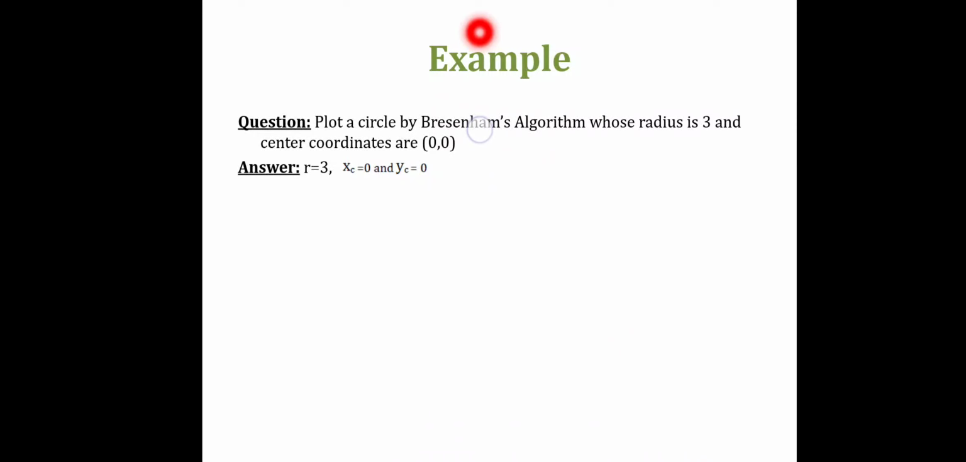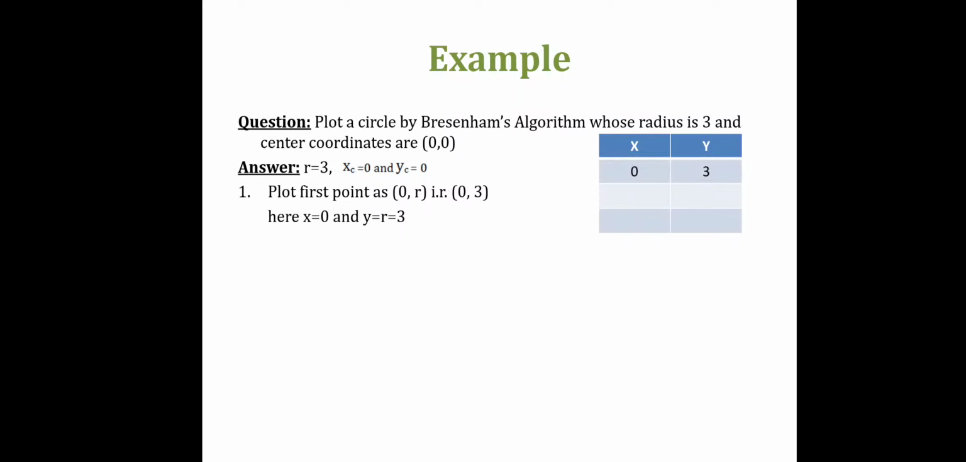So we have to plot the circle by midpoint algorithm whose radius is 3 and center is 0 comma 0. So here radius is 3. Same example we have taken like in Bresenham's algorithm. Same examples we are taking over here to see whether the same points we are plotting or not. So the first point will be 0 comma r, it is 0 comma 3 because r is equal to 3 here.